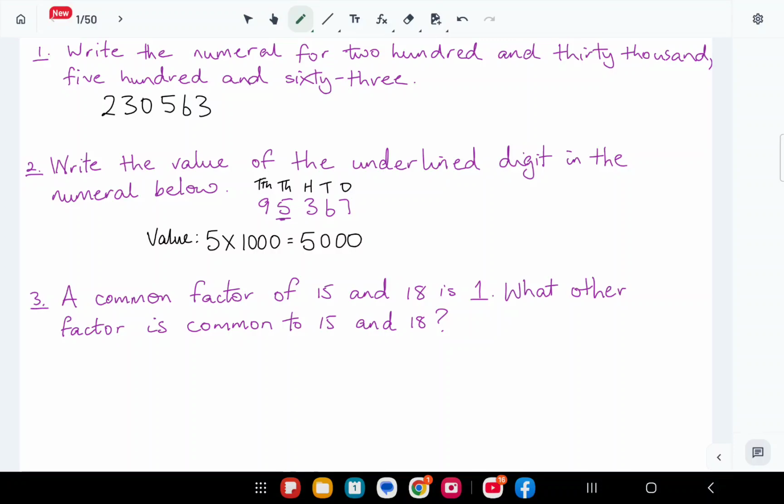Number 3, a common factor of 15 and 18 is 1. What other factor is common to 15 and 18? So let's write down the factors of 15. There's 1 by 15, 3 by 5. Factors of 18: 1 by 18, 2 by 9, and 3 by 6. So the other common factor we can see is 3. So the answer is 3.